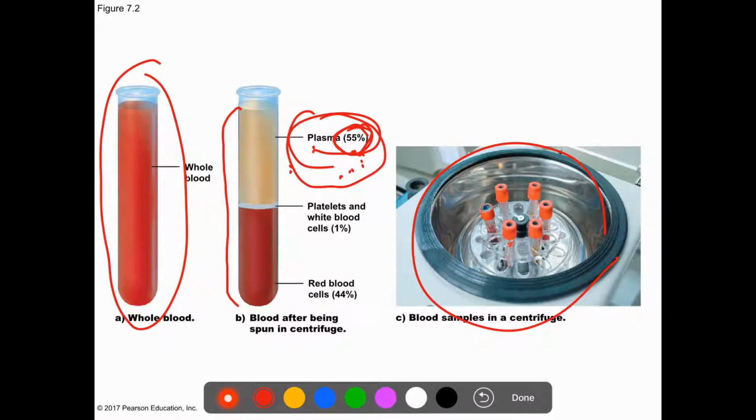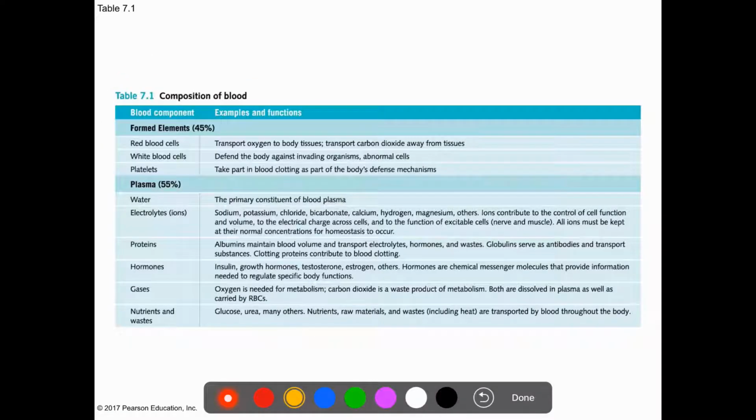Then there is the formed element, which are two types. We have the platelets and the white blood cells. These are forming around 1% of the blood. And then the rest are red blood cells, around 44% of the blood. This table shows the components of each part of the blood with simplified functions of each one of these components.